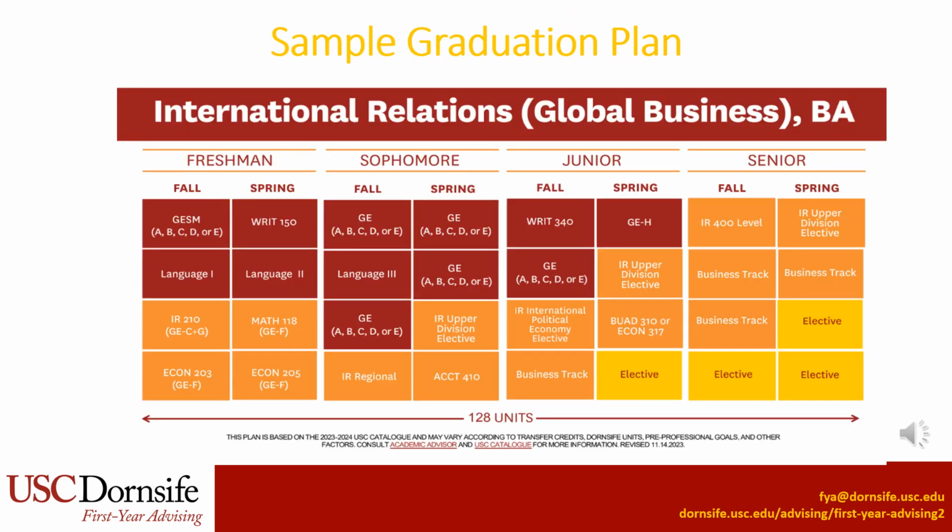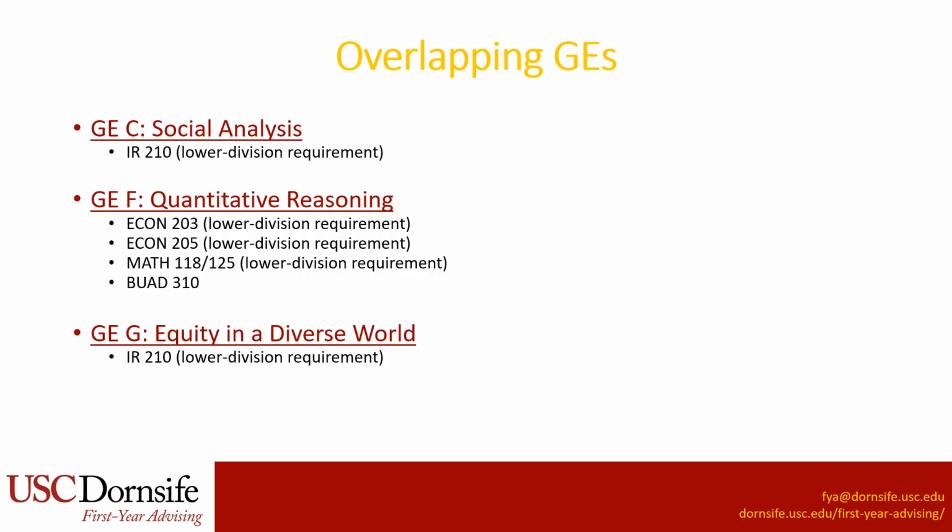And here's a snapshot of your 4 years as an International Relations Global Business major. So there are some overlapping GEs for the International Relations Global Business major as well. So you'll also be getting the GEC and GEG credit for IR 210. And you'll also have your GEF taken care of as well with the econ requirements and the math classes that you will be taking.